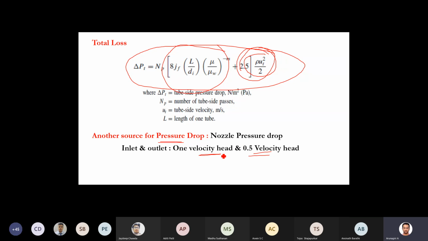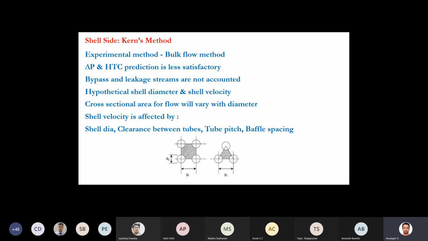This is the simplest part, whatever we have discussed in the double pipe heat exchanger. Similarly, in the shell side, the calculation is a bit different. For the shell side, the method is the Kern method. As I said earlier, it is a bulk flow method. But the prediction of heat transfer coefficient and pressure drop by the Kern method is less satisfactory, because Kern didn't do the stream analysis. He didn't account for the bypass and leakage streams.